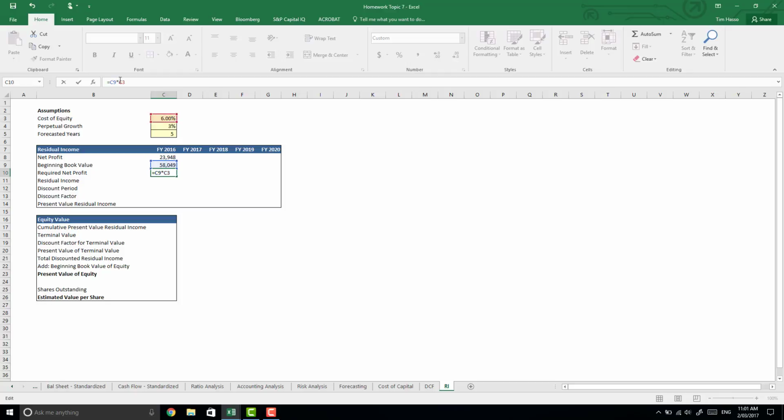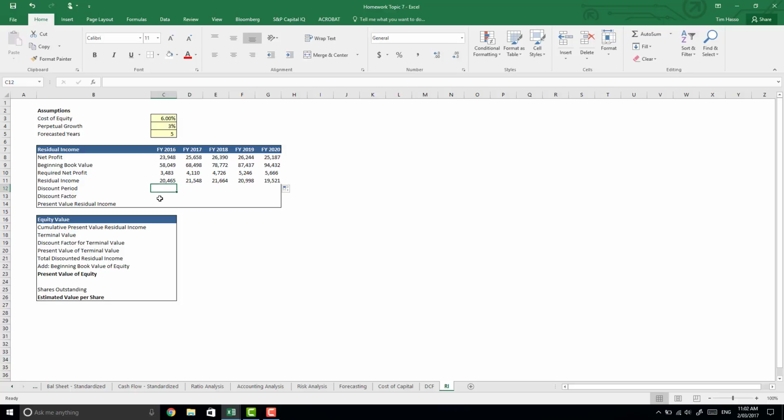Now, in this case, I recommend you guys, again, lock cell C3 so that we can then drag it to the right, which means that the required net profit from the equity holder's perspective is 3,483. So to get the residual income, we compare the actual net profit with the required net profit by subtracting it, which means that the residual income is 20,465. Now we can highlight these 4 cells, we can drag them to the right, and it should all be calculated for us for the next 5 years.